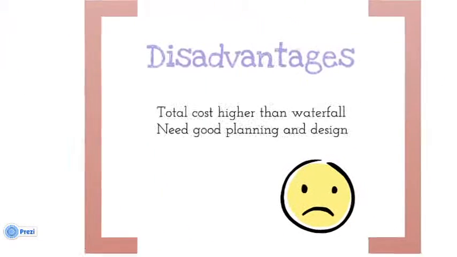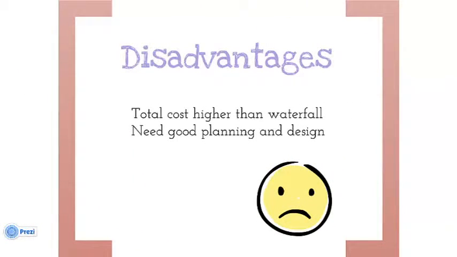Then we look at the disadvantages of the incremental model. Sometimes the total cost is higher than the waterfall method because we have to divide it into requirements and we have to add the requirements, so there is extra cost to that. Also we need good planning and design because we have to divide the whole requirements. And also we need a clear and complete definition of the whole system before it can be broken down and built incrementally. So that is the incremental model and the first case.